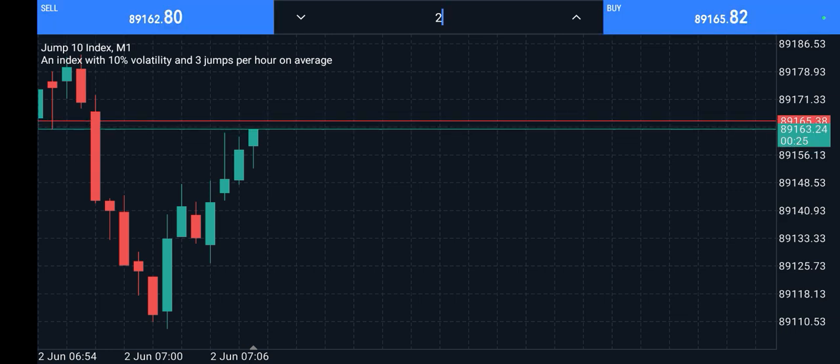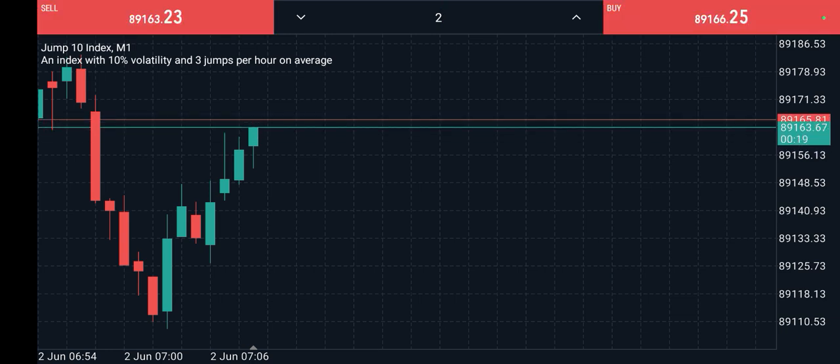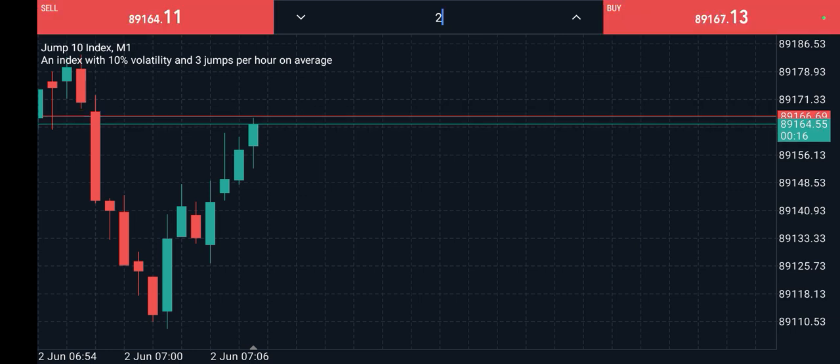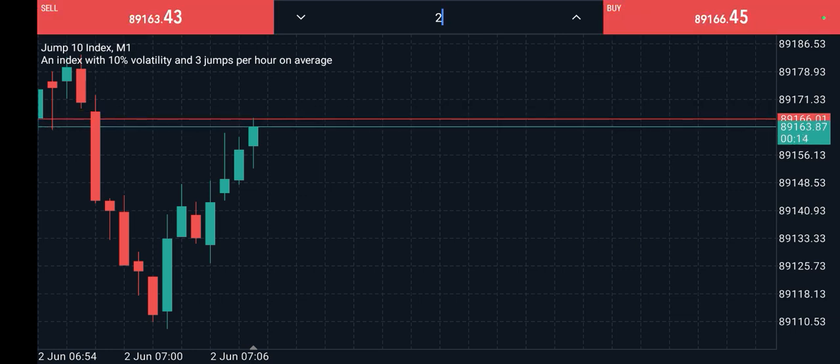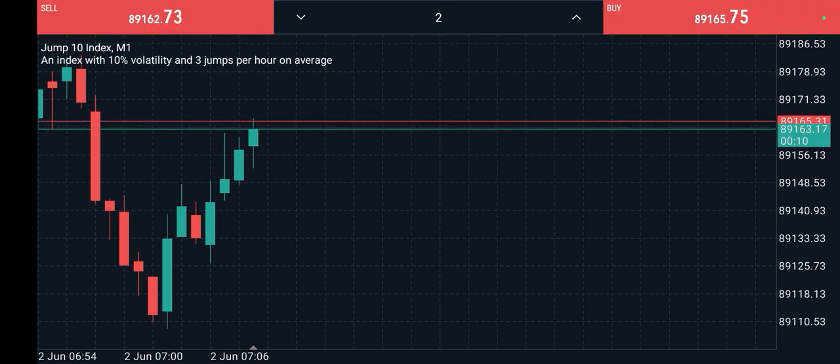So for free margin, I mentioned that equity is the margin plus free margin. So now for free margin, it is the amount available to open new trades. You get? Free margin is the amount available to open new trades.